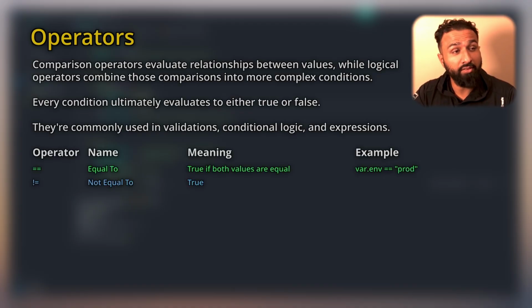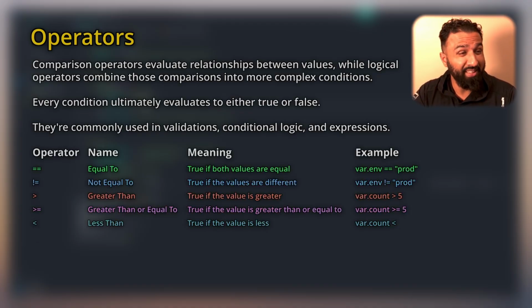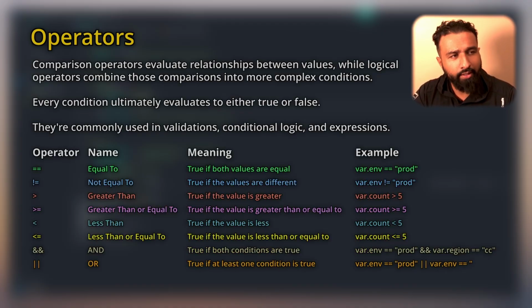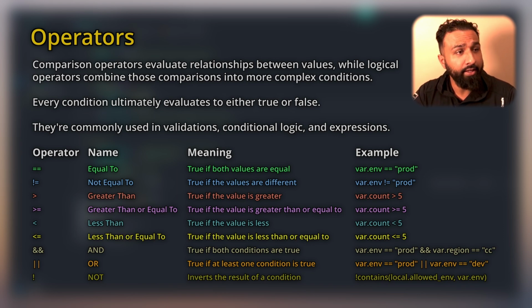For example, you can check if something is equal to another value, if something is not equal to another value, if it's greater than another value or less than. And then we also have logical operators such as and, or to combine multiple conditions together. And finally, we have the ability to say not something as well, where we invert the result of a condition. And all of these open us up to so many ways to approach our condition.